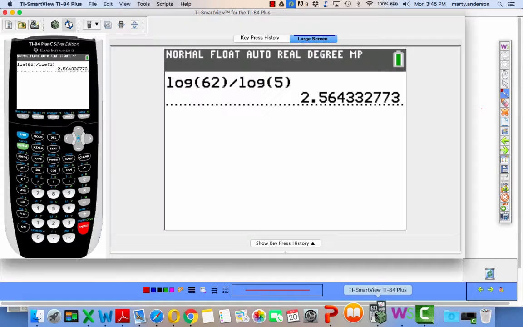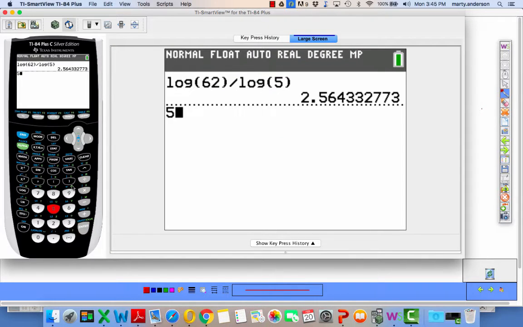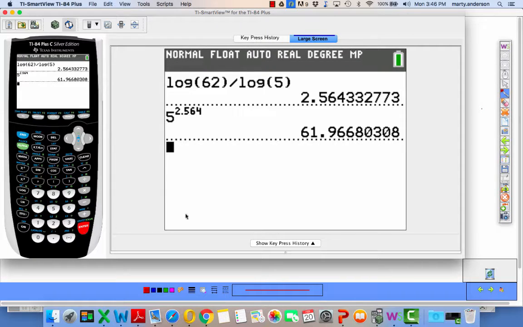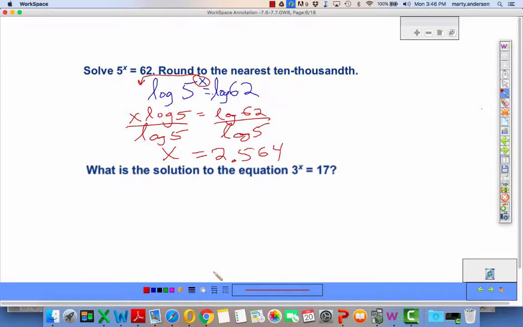Grab your calculator. Take the number 5 and raise it to that 2.564. What should I get? A number pretty darn close to 62, because I rounded again. What did I get? A number pretty darn close to 62. There it is. Next one, take the log of both sides. I can do log of 3 to the x equals log 17.